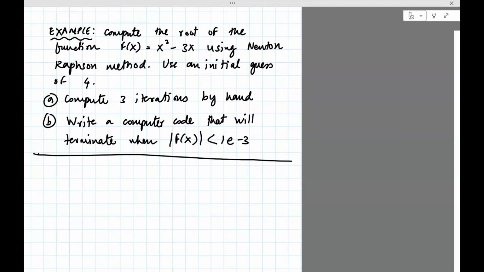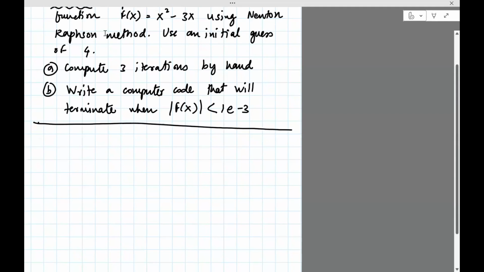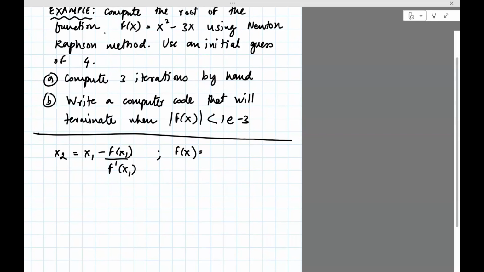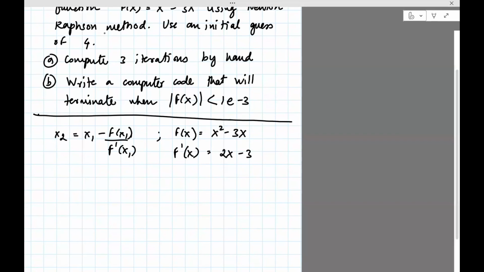Okay, so for Newton-Raphson method, remember the formula is x2 equals x1 minus f of x1 divided by f dash x1. So we would need f of x, right? So f of x is x squared minus 3x, and we need f prime of x, which is 2x minus 3. Okay, with that, we are ready to start.